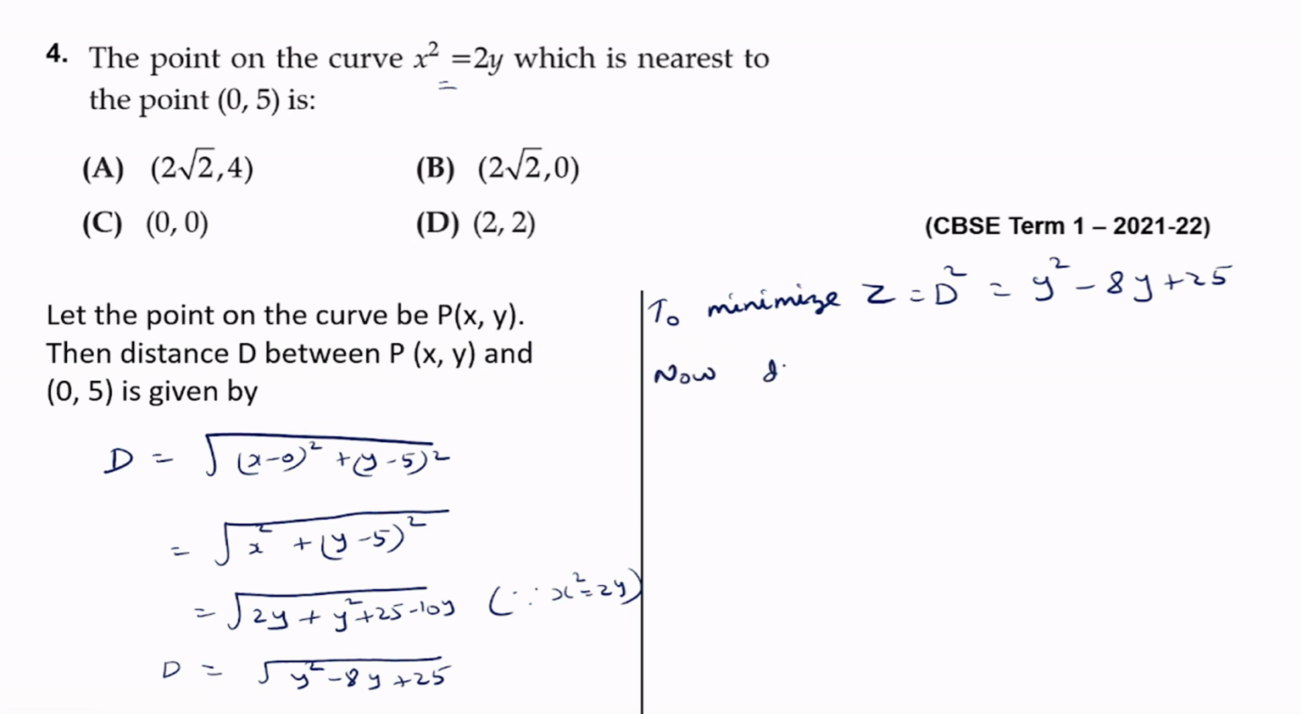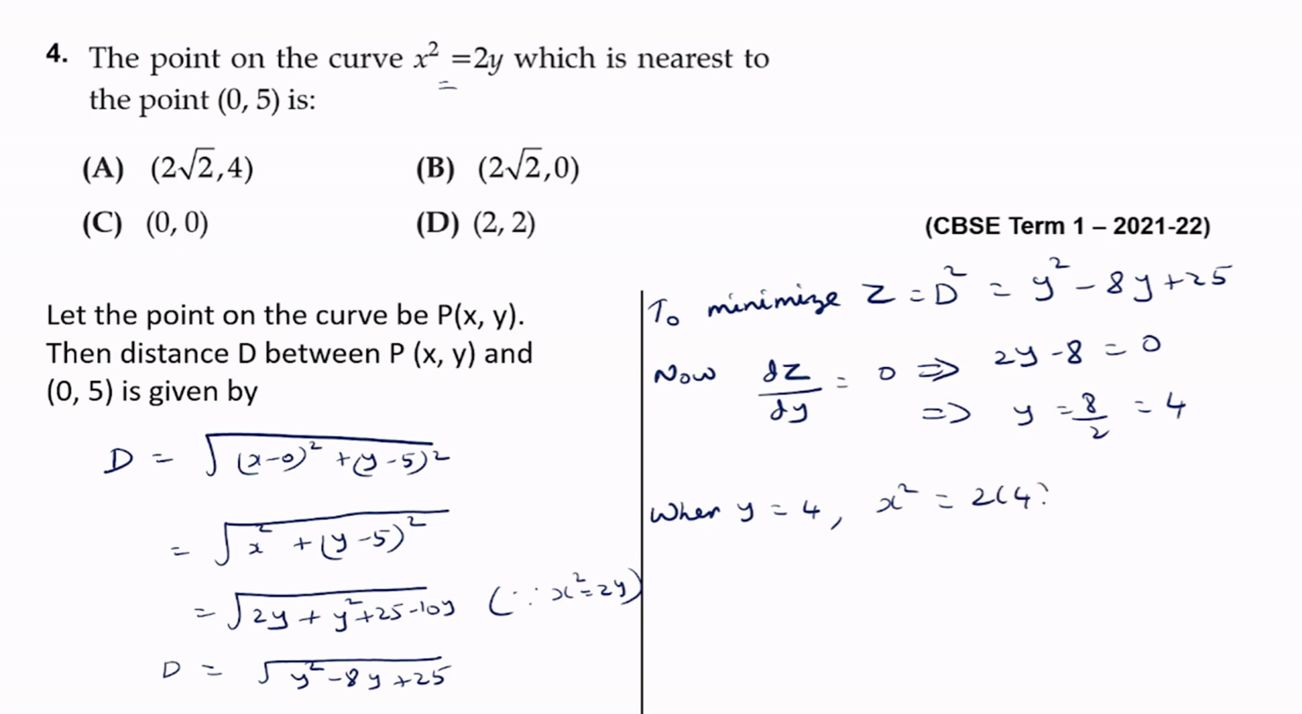Now dz by dy at the critical point, dz by dy equal to 0 implies 2y minus 8 equal to 0, or y equal to 8 by 2, which is 4. So here we have x square equal to 2y. When y equal to 4, x square equal to 2 into 4, which is 8. 8 is 2 cube. So from this we have x is equal to plus or minus 2 root 2.